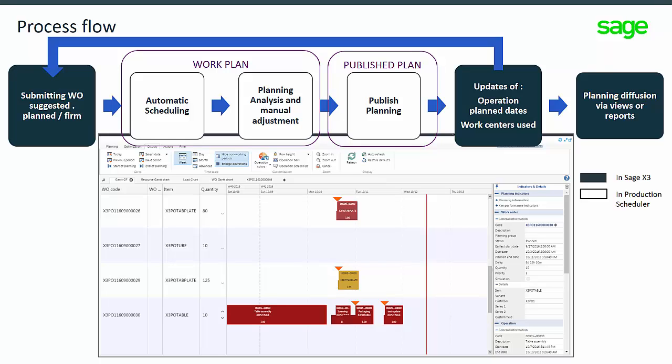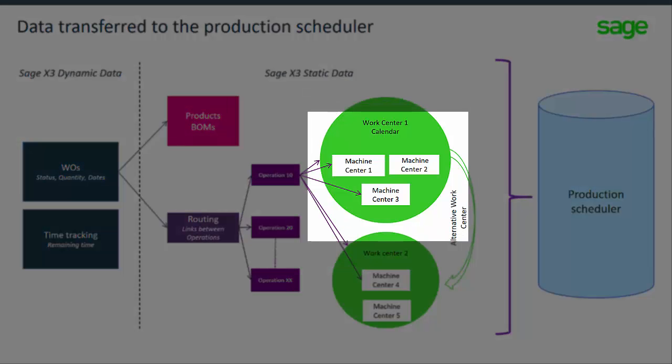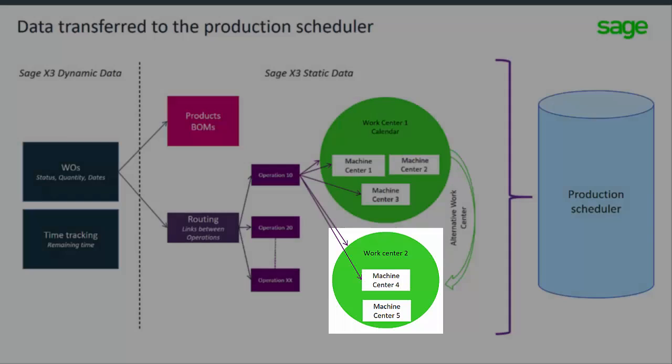Once a work order is submitted to the scheduler, no modification can be done on the work order in Sage X3. The only way to make changes will be to remove it from the scheduler. All technical data will be sent to the production scheduler, the work order information, and all information related to the scheduling. The component data is not used by the current integration between Sage X3 and Planner 1. The alternate work centers will be used to allow switching between work centers.